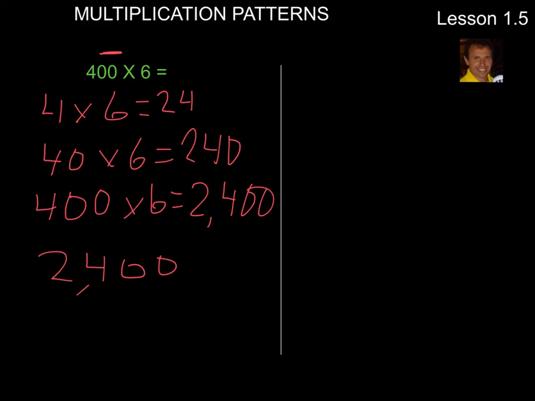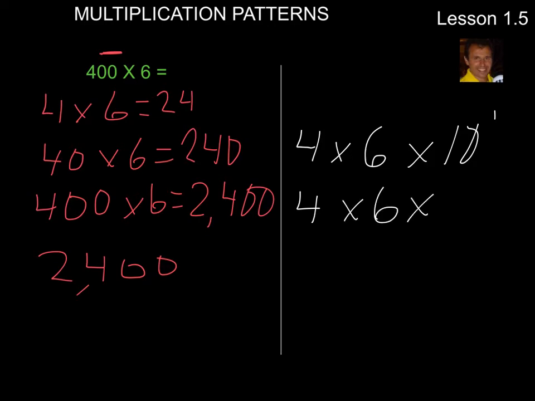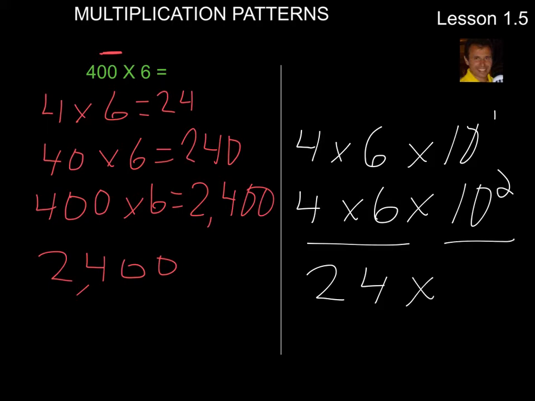To understand this process using exponents, it's important to write 4 times 6 times 10 to the first power. And then down here, 4 times 6 times 10 to the second power. So we'd have 4 times 6 is 24, times 10 to the second power. 10 times 10 is 100, and 24 times 100 is 2400.